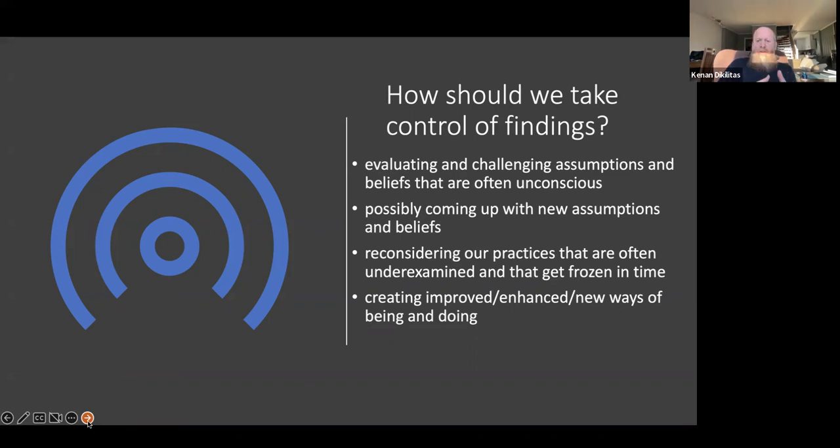So action research will help you create improved, enhanced, and even new ways of being and doing as a teacher. That is the important point. But for that purpose, as I said, you need to take control of the findings. You need to reflect on the findings. You need to really make sense of the findings before you complete your research. The most important part of the research after the data collection is how you're going to understand and interpret the findings. That is the key point.